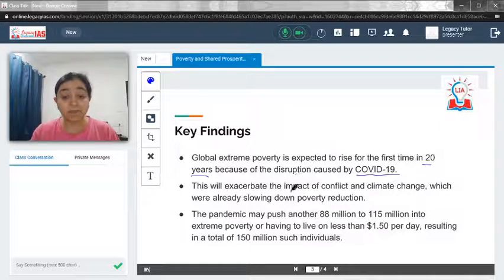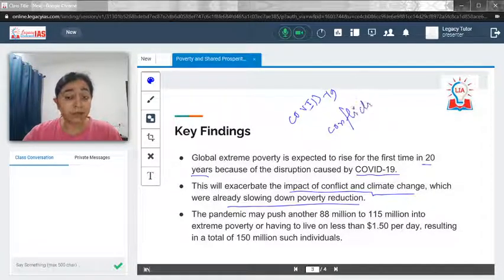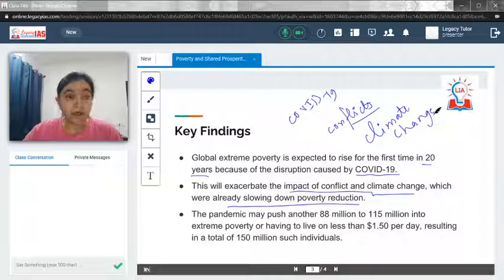It will exacerbate the impact of conflict and climate change, which were already slowing down poverty reduction. So basically, apart from COVID-19, which happened this year, there were two other enemies of the programs which were trying to alleviate poverty. Those were conflict, the areas which are war-ridden, like Syria, Lebanon, Yemen, as well as climate change. There are many small islands which are majorly affected by climate change. They are also some of the very poor nations.